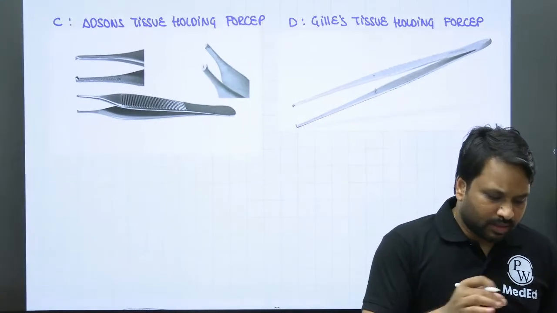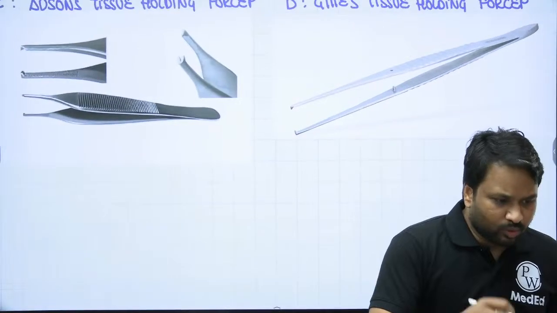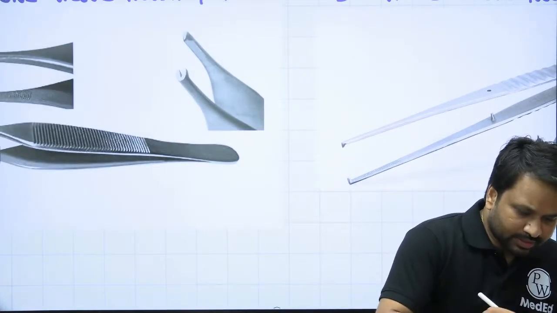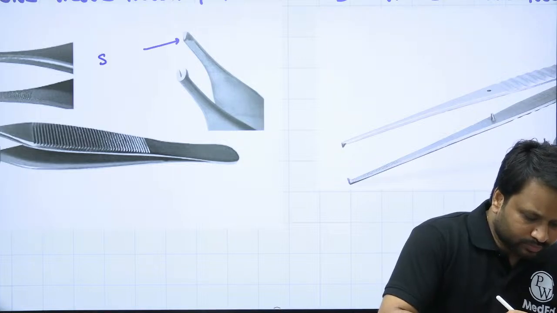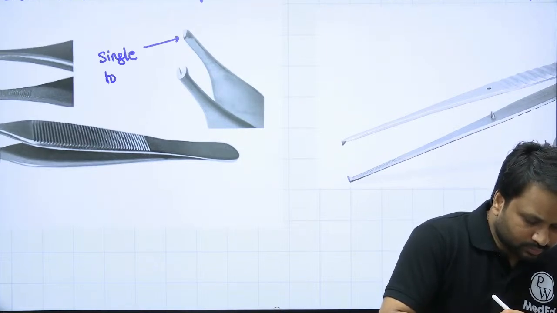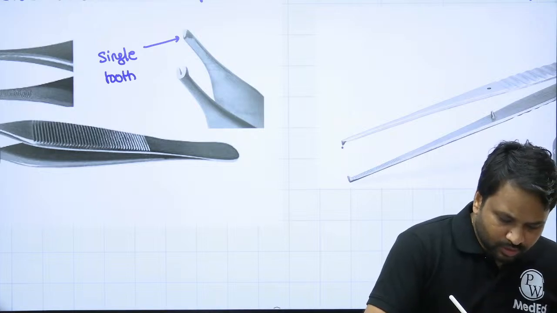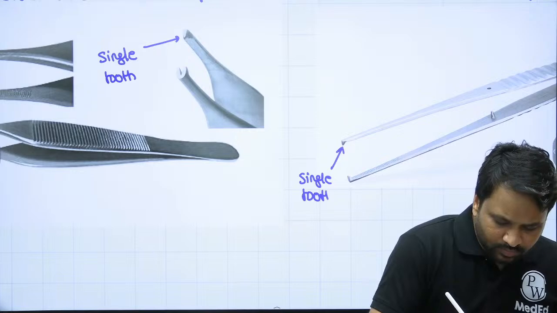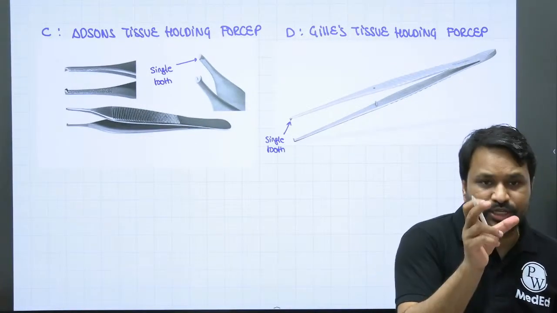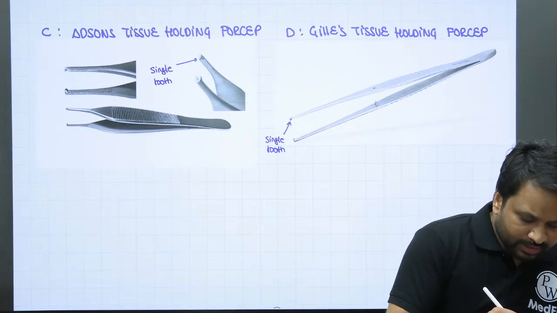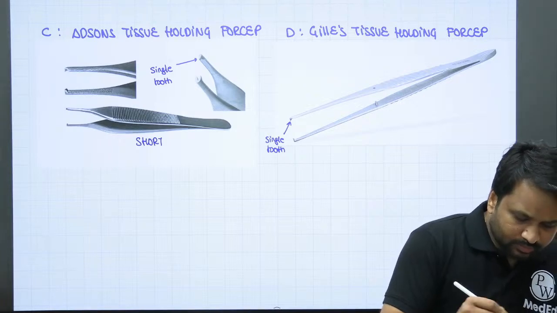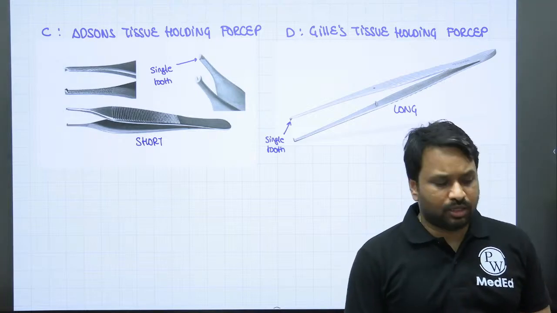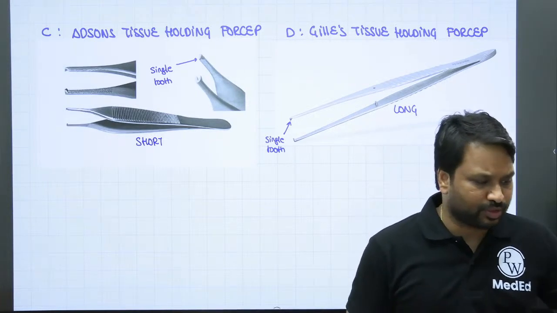How do you know the difference? You see in both of these forceps, you will have a single tooth. You can see here, this is a single tooth. Here also, you will have a single tooth. The difference is, the Adson's is short, the Gillies is long. Look at this, this is a short instrument, and this happens to be a long instrument, right? That's the difference between these two.